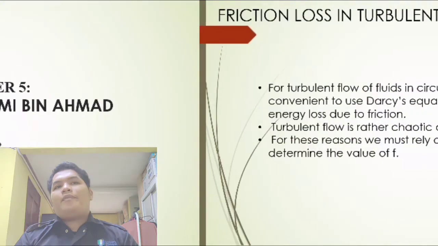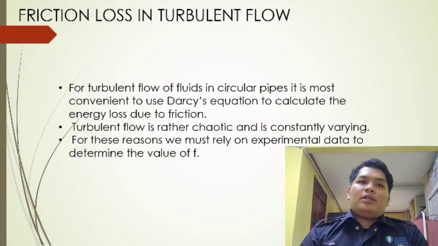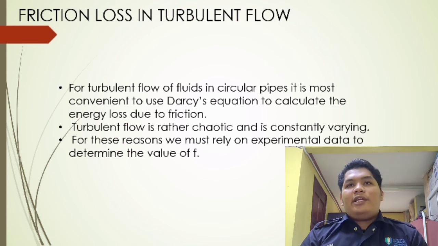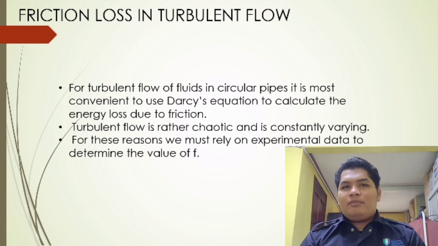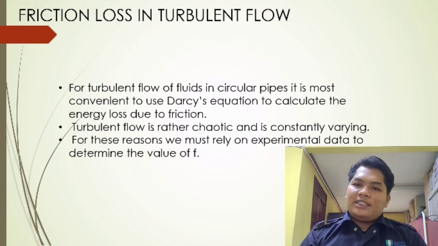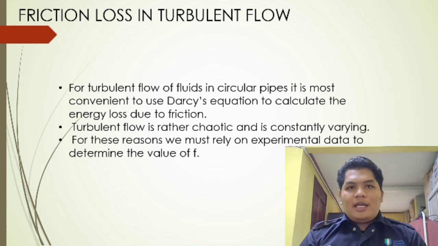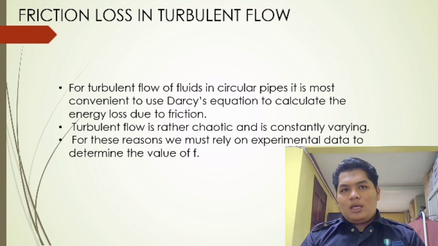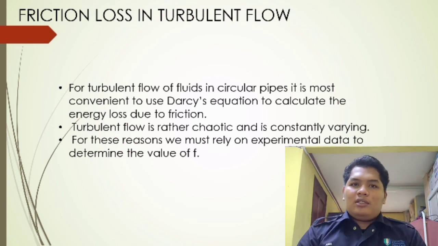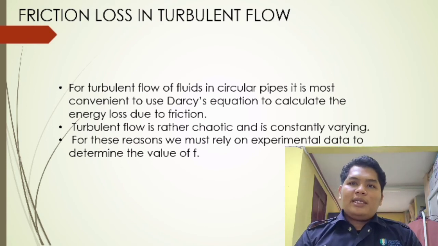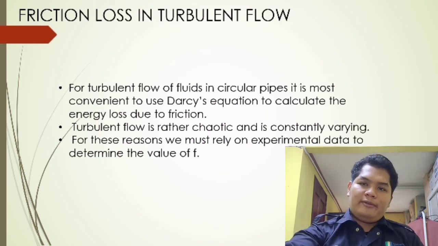Okay. Today I will continue the presentation and tell about friction loss in turbulent flow. For turbulent flow of fluid in circular pipe, it is most convenient to use Darcy equation to calculate the energy loss due to friction. Turbulent flow is rather chaotic and is constantly varying. For this reason, we must rely on experimental data to determine the value of F.